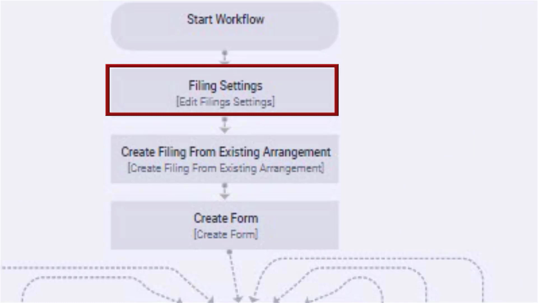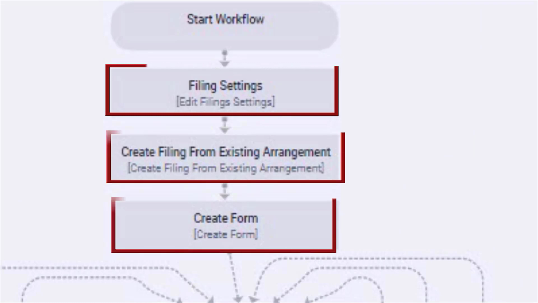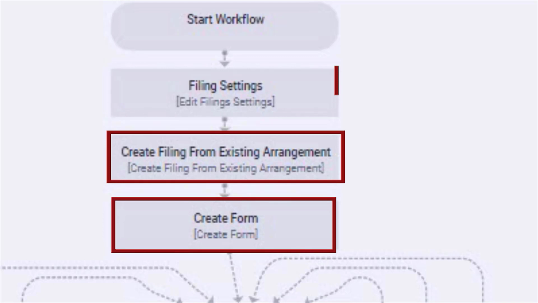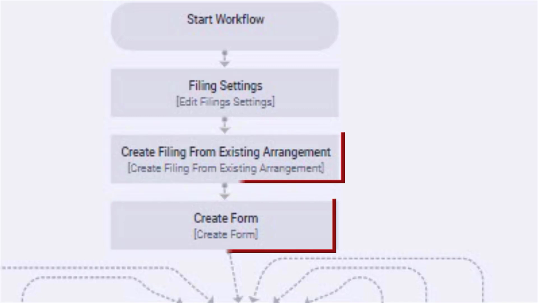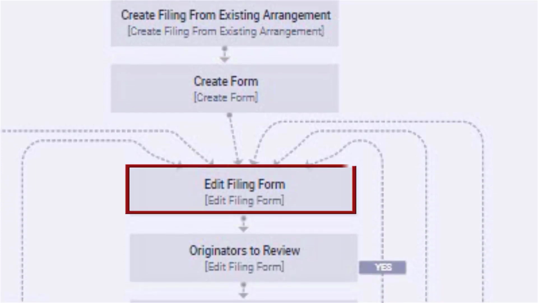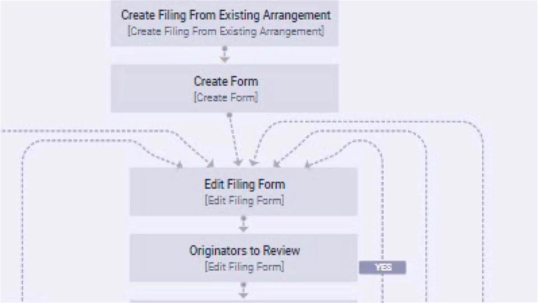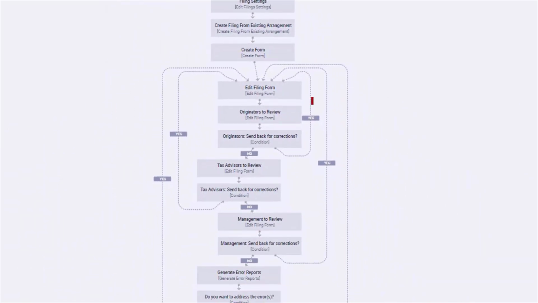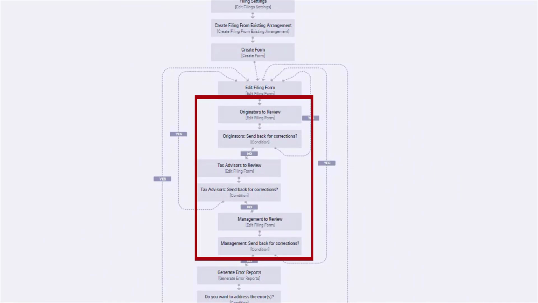Later on, the create filing from existing arrangement and the create form nodes trigger respectively, allowing the user to choose the specific case they want to file and import the relevant information. After the information has been imported, the edit node triggers, allowing the user to edit the data. Afterwards, this entire workflow from originators till the management node mimics the arrangement default template, from which we can gather how the workflow functions.